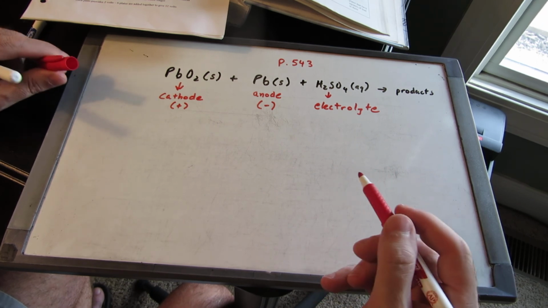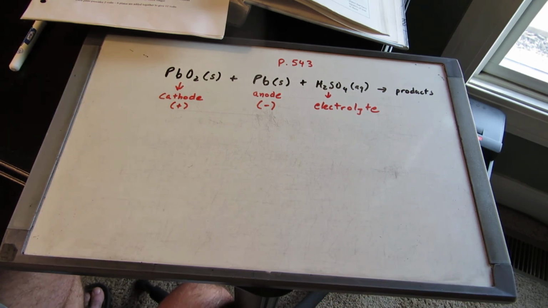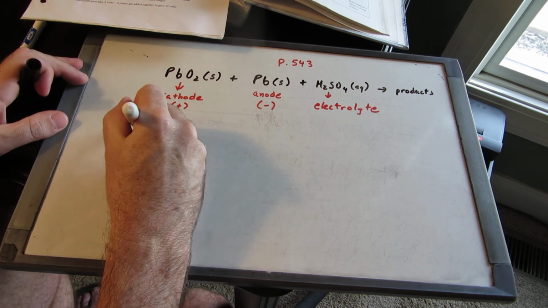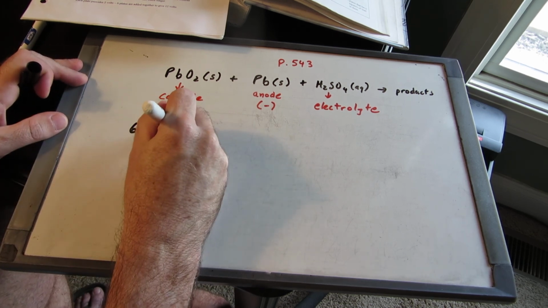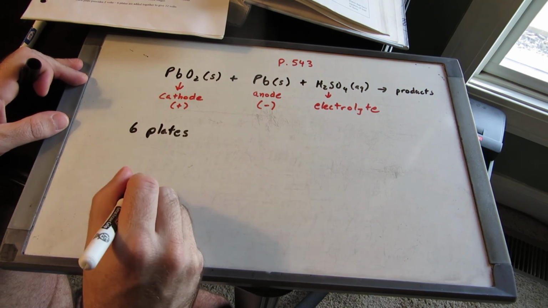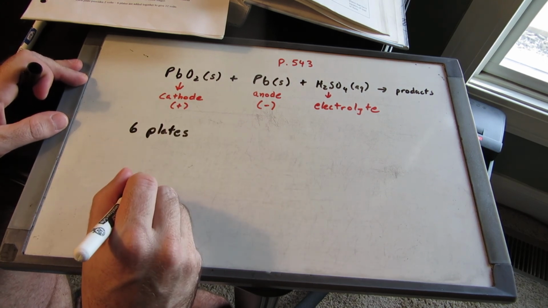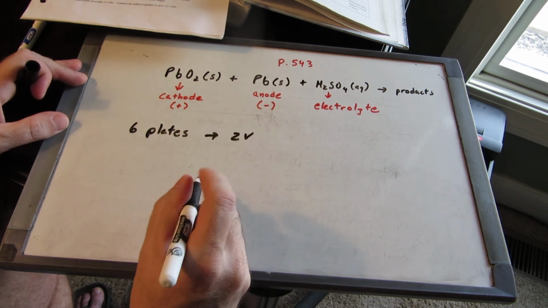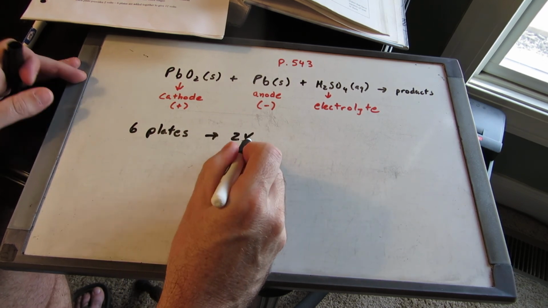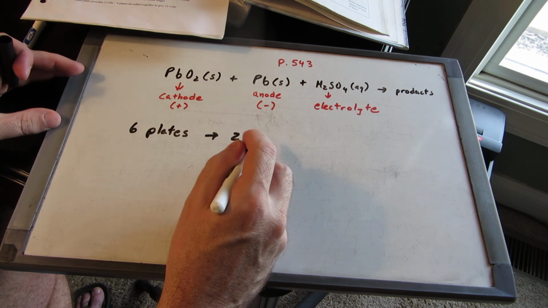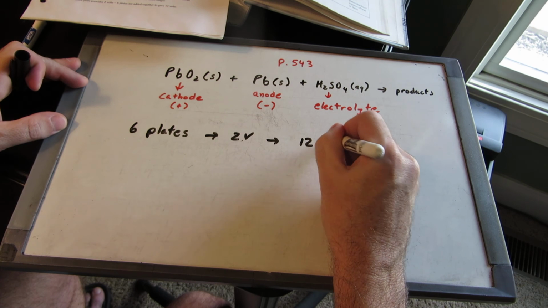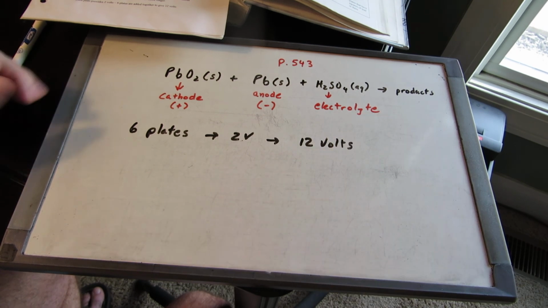There are 6 plates in a car battery. You need to know this, 6 plates, and each plate provides 2 volts. Think of a volt as kind of like electrical pressure. So that gives a total, a car battery is 12 volts. So you need to know that.